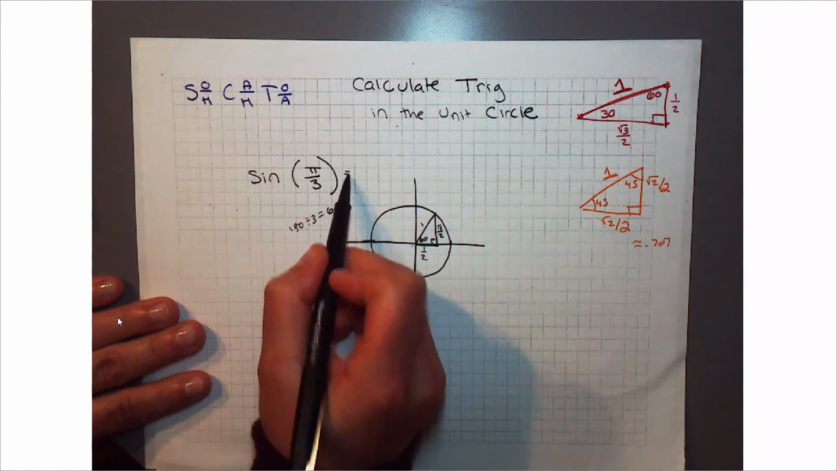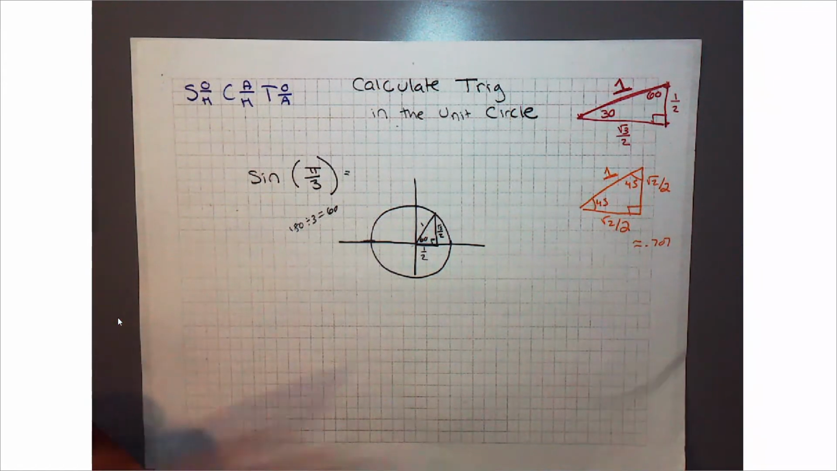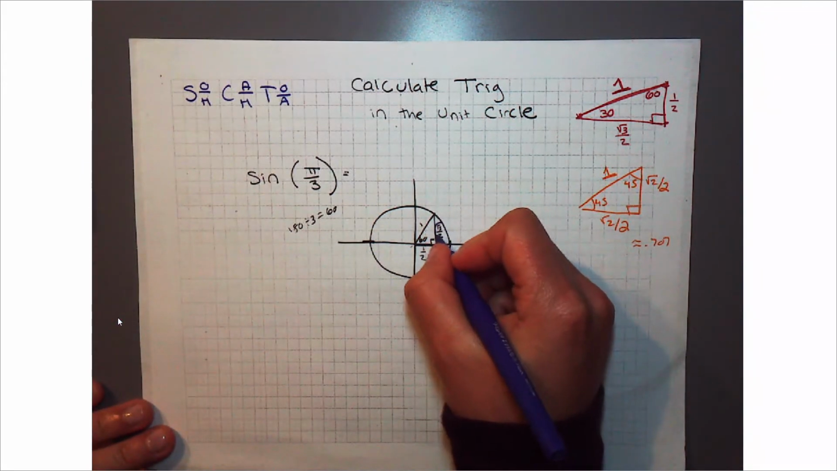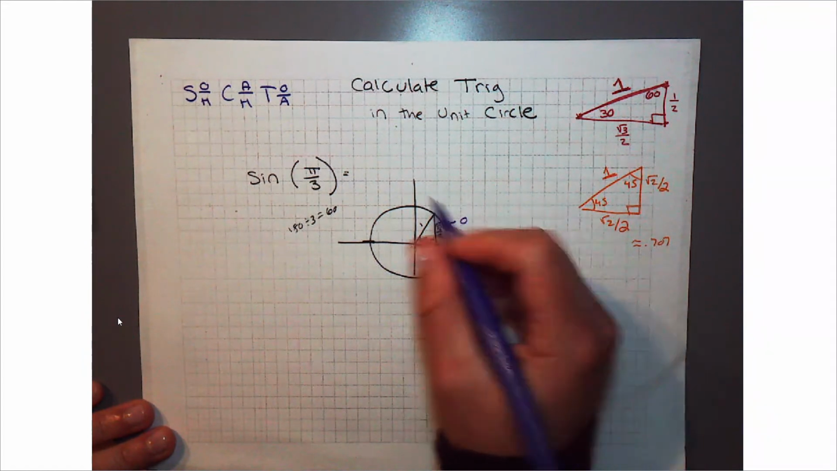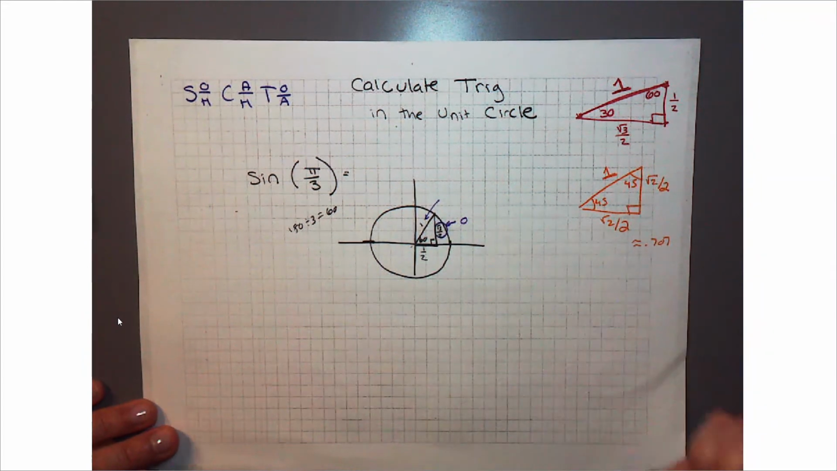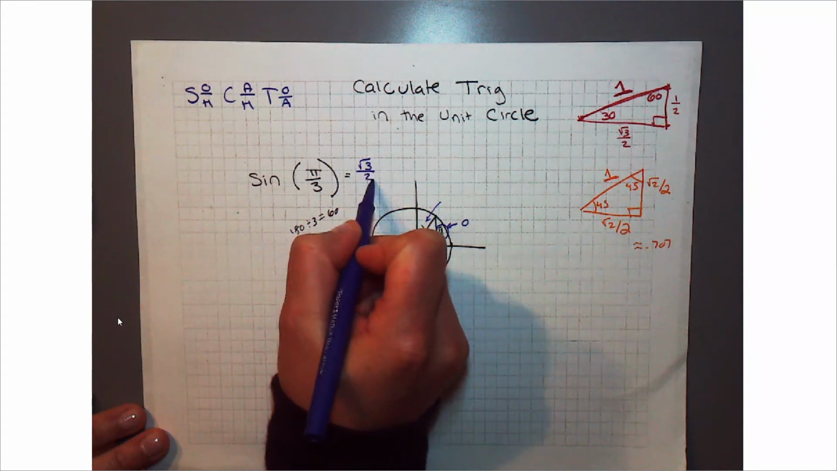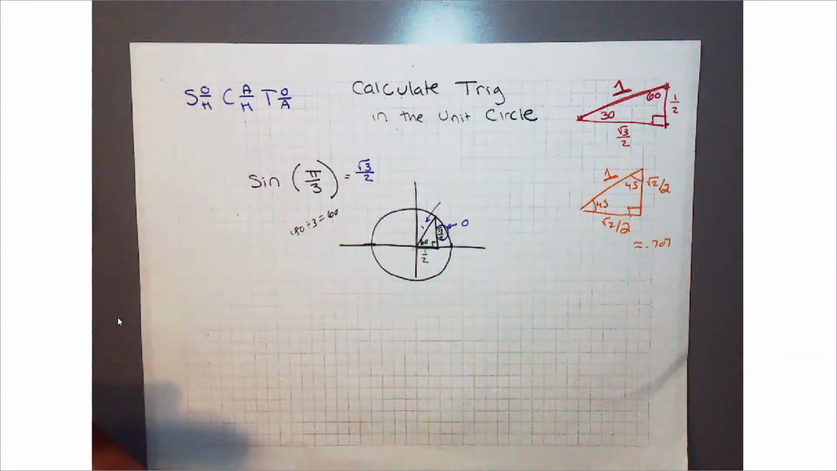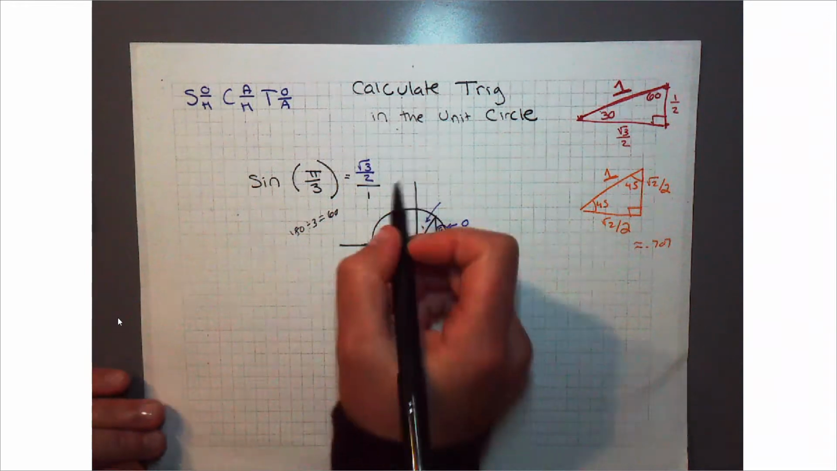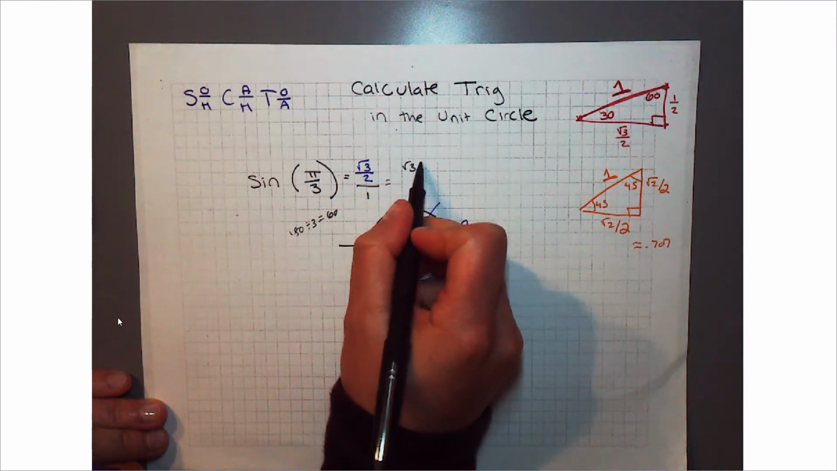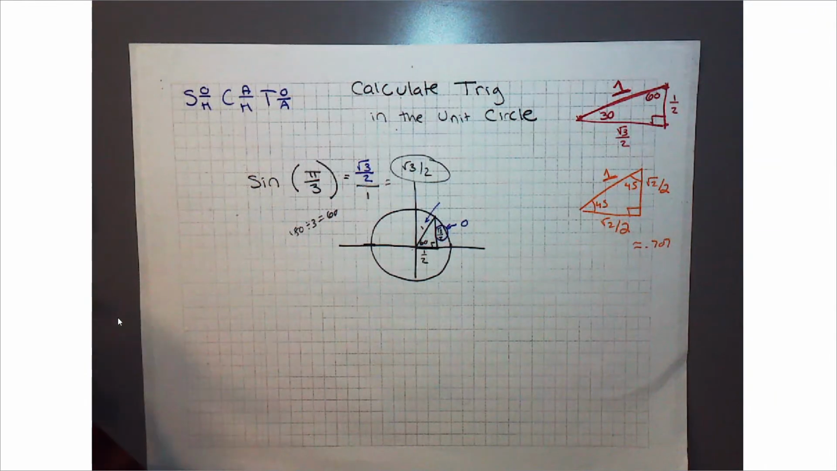So since I'm asked for sine, that is the opposite side, right here, and the hypotenuse, which is just 1. So that would be the square root of 3 over 2 over 1, which is just root 3 over 2. And that is my final answer for the sine of pi over 3.